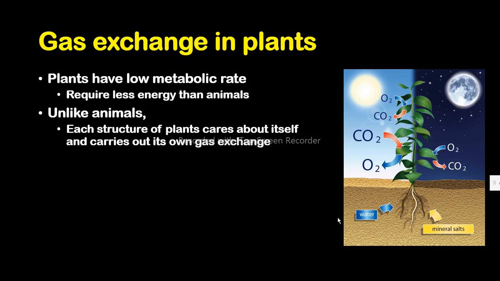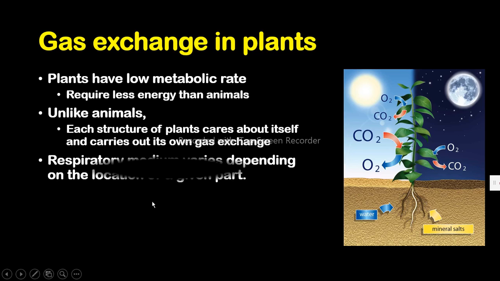But now for you, the animals, wow. You have a complex system. So complex. Okay? That transports air across your body, both in and out of your body.